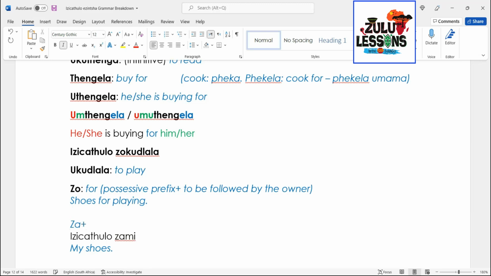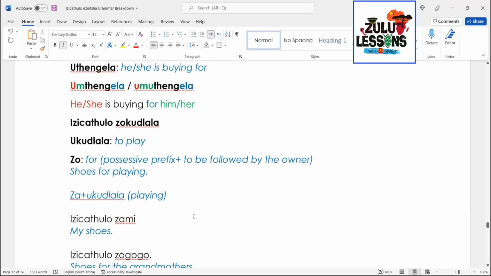But we want to say for playing, and playing is ukudlala, right? That's the gerund that we've been talking about so many times already in this story. Playing is a class 8 noun, which is ukudlala. But let's have a look at these. The A and the U were going to blend here and give us O. So zokudlala is what we are getting here. That's why we have zokudlala ibhola. So the shoes for playing is what we are saying.